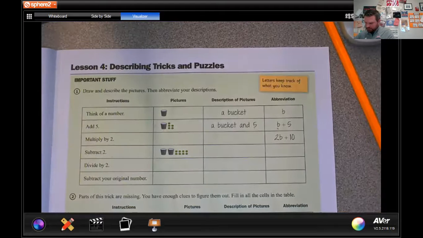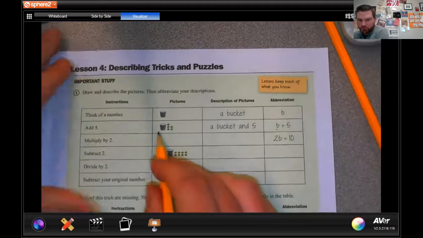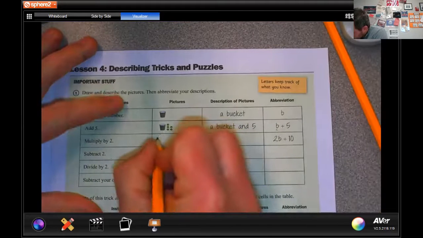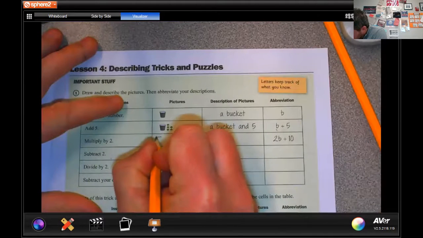If they multiply by 2, okay, so if I take this and I multiply it by 2, that's going to leave us with 2 buckets.